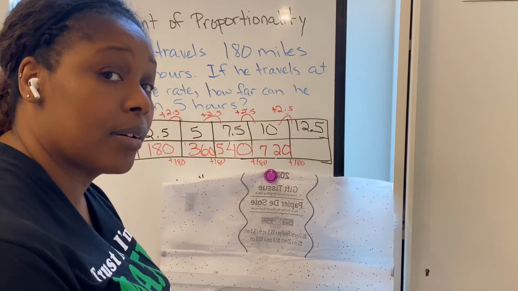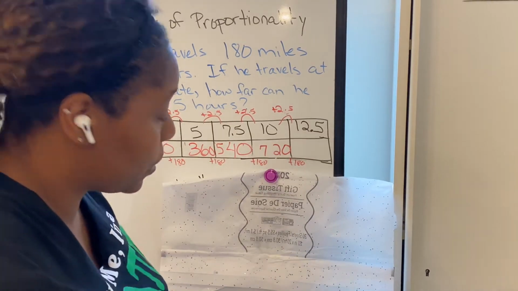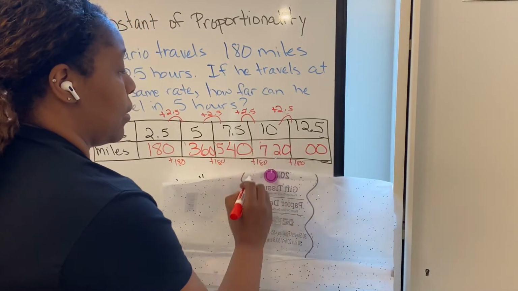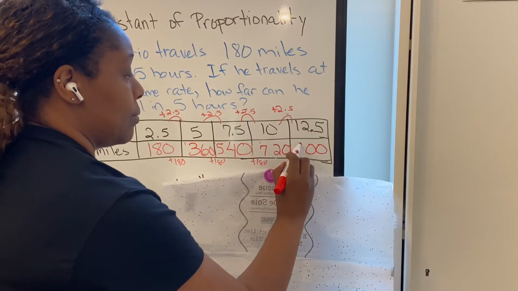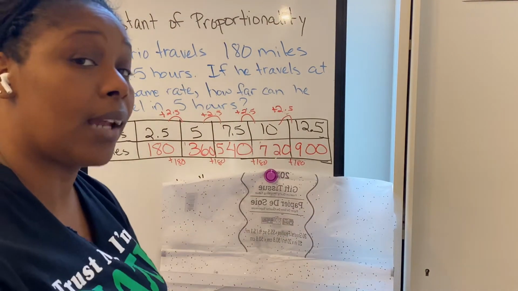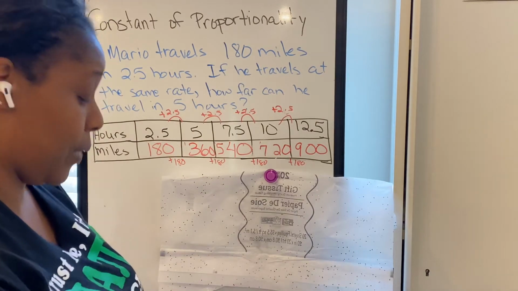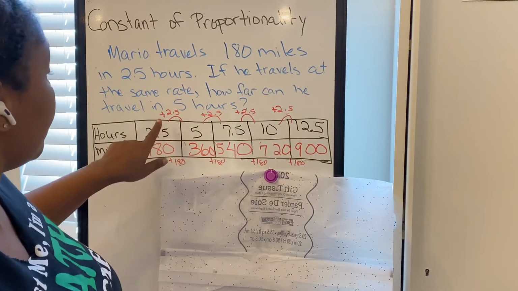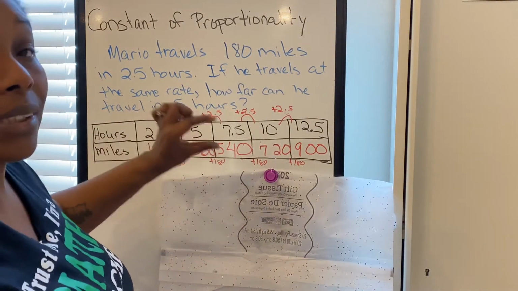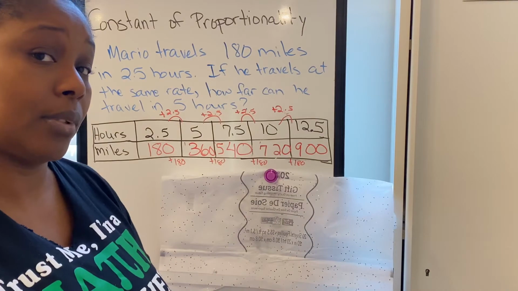At 12.5 hours, we're going to add another 180. And how much are we going to get? 8 and 2 is 10. Carry the 1. 7, 8, 9. So in 12.5 hours, Mario drove 900 miles. When you see a chart like this, that's how you figure this out, okay? You're looking at what's proportional. Right here, these are proportional, and here, these are proportional because they are increasing by the same amount. The amount they're increasing by is exactly the same, okay?